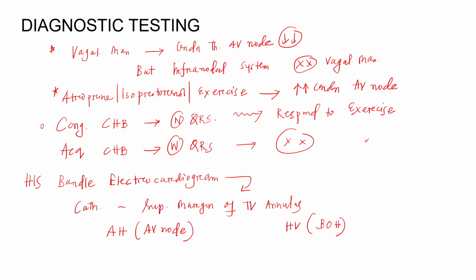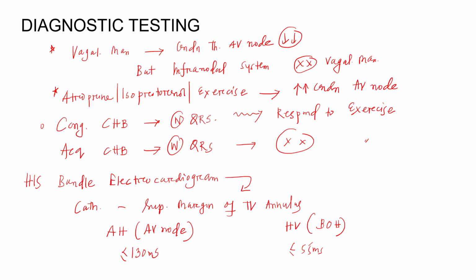So any AV nodal pathology, this AH interval will prolong. Any infranodal pathology, this HV interval will prolong. And the normal values you have to remember: the AH interval is less than 130 milliseconds, and the HV interval is less than or equal to 55 milliseconds. Okay, I hope it is clear.